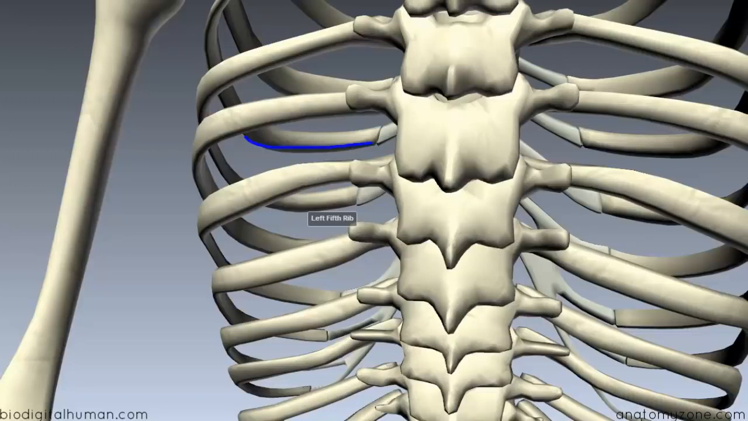So from superior to inferior you've got the vein at the top, the intercostal vein, then you've got the intercostal artery and the intercostal nerve. So the easy way to remember that is that it spells VAN, V-A-N, from superior to inferior: vein, artery, nerve.